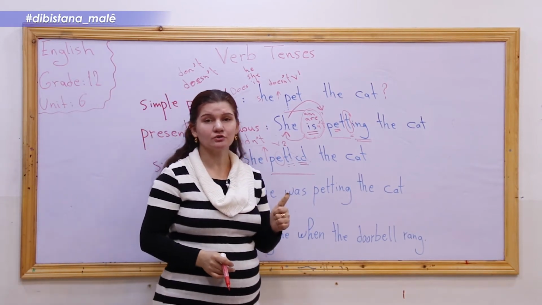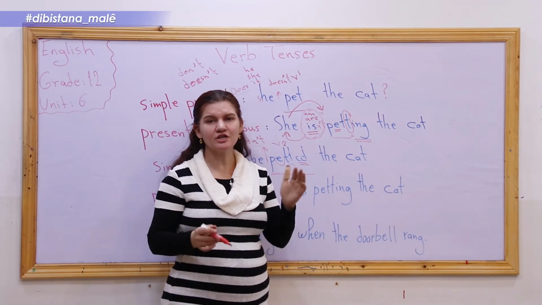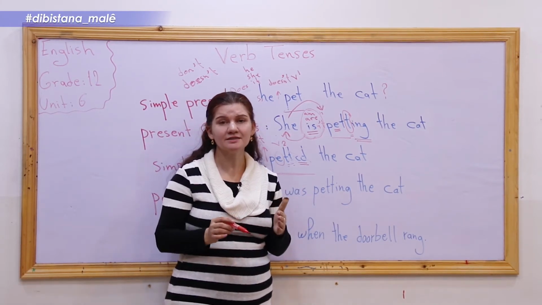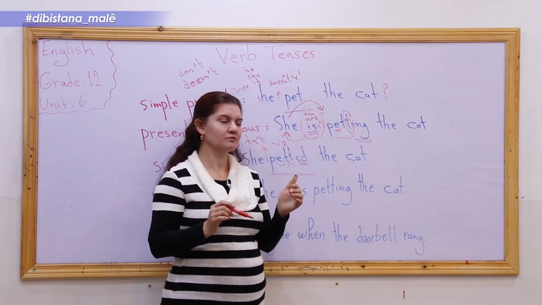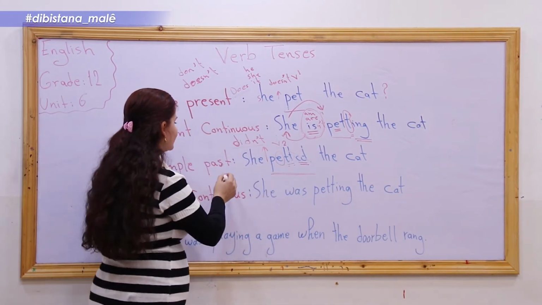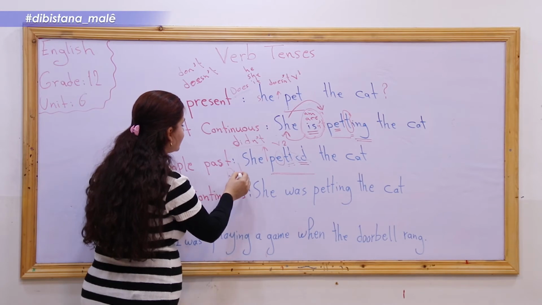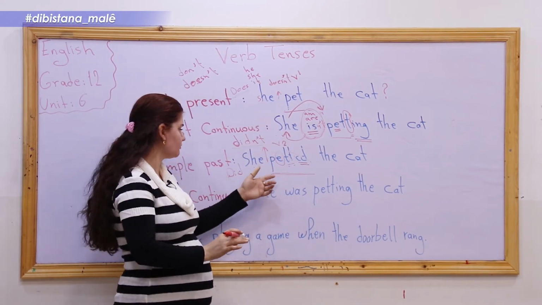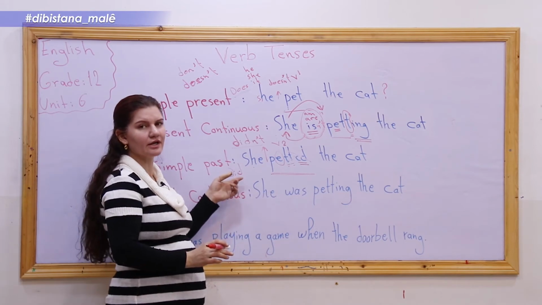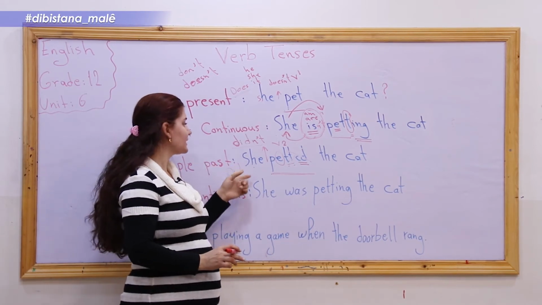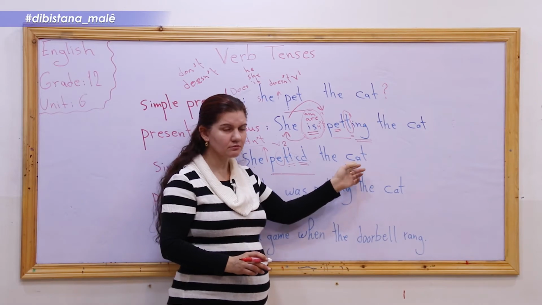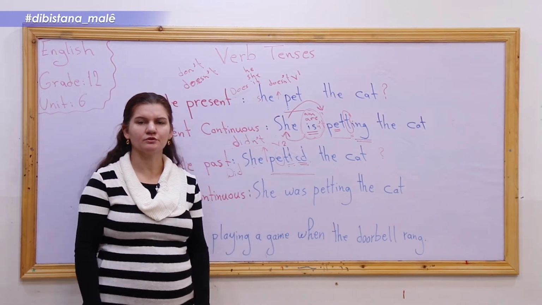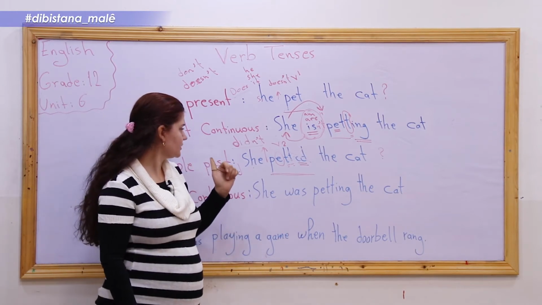What about the question? Question again, we use did at the first of the sentence. Then we have the subject. Then we have the verb, but in infinitive. Did she pay, only pay. Why? Because again, we have did here at the first of our sentence. Did she pay the cat? And of course, at last we have a question mark for question. I think it's clear.